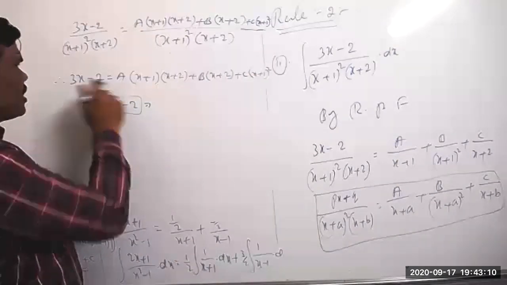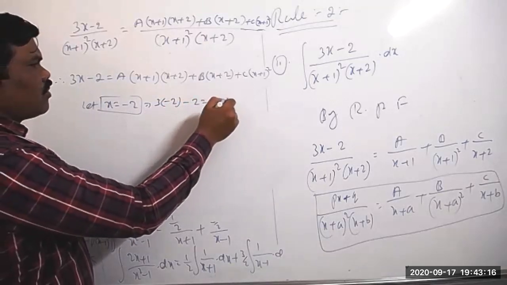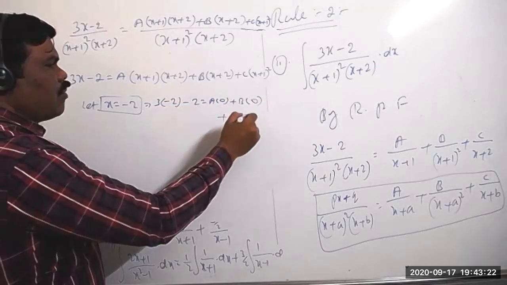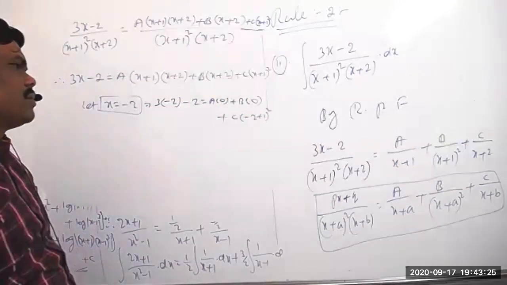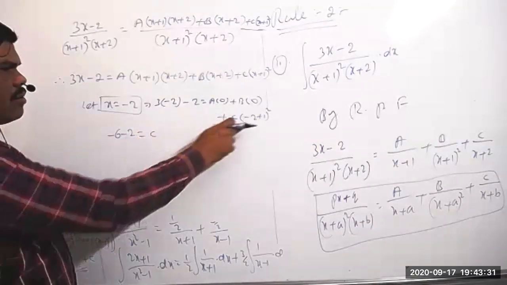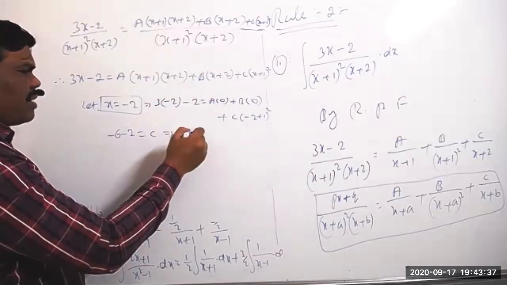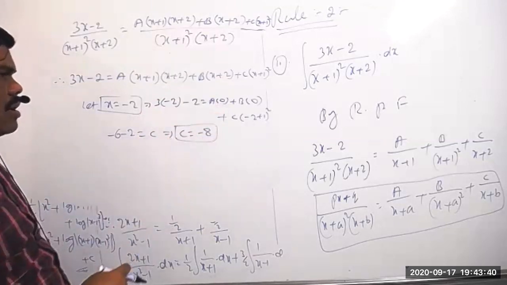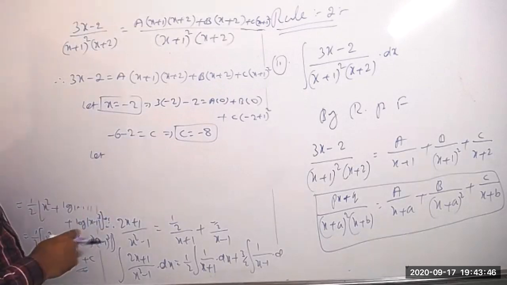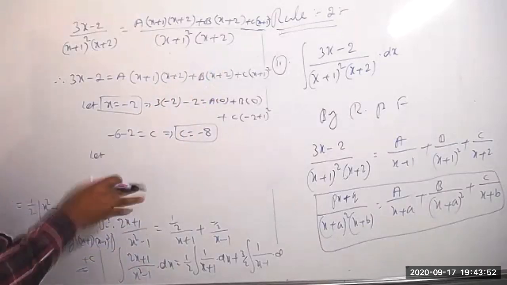So substituting x equal to minus 2 here: 3 into minus 2 equals a into 0 plus b into 0 plus c into minus 2 plus 1 whole square. So 3 into minus 2 is minus 6. Minus 2 plus 1 equals minus 1, and minus 1 whole square equals plus 1. Clearly c only. The value of c equals minus 6. Next, coming to the other value. We have only two factors, and x equal to minus 2 we have already taken.